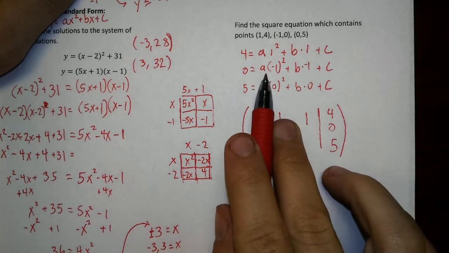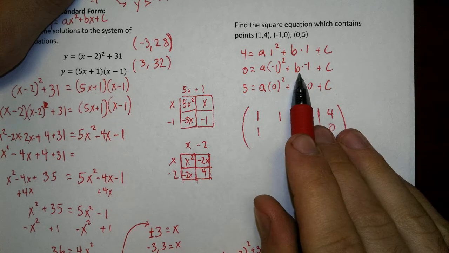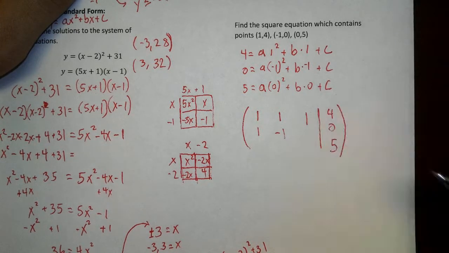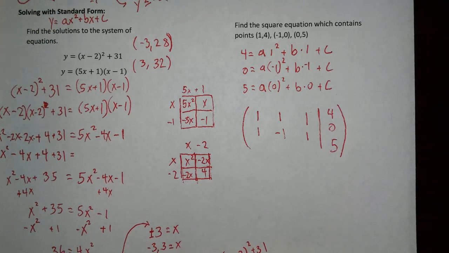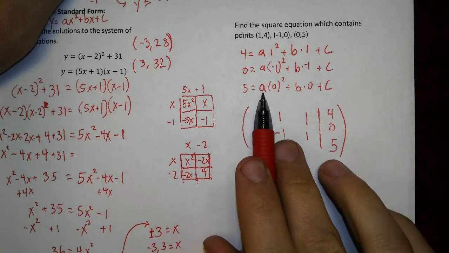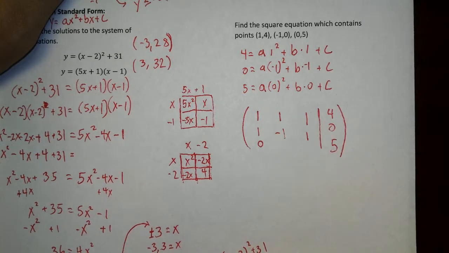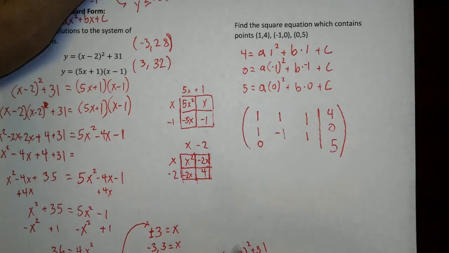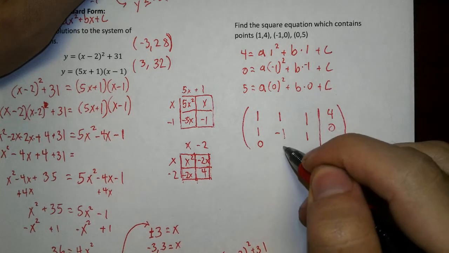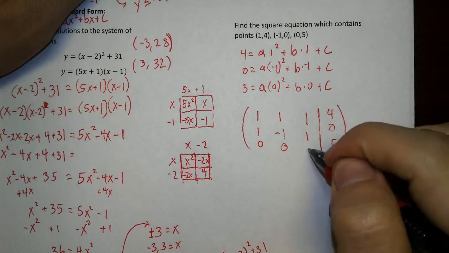My third equation, I have, so what's negative 1 squared? That's just 1. I have 1a. I have b times negative 1, so that's negative 1b. And then c, I have 1. Just have one of those. Okay, and the last one. So a times 0, that's going to be 0. I have 0 a's. 0 squared is 0, so I have 0 a's. And then b times 0, again, 0 b's. And then c, I have just one of them.